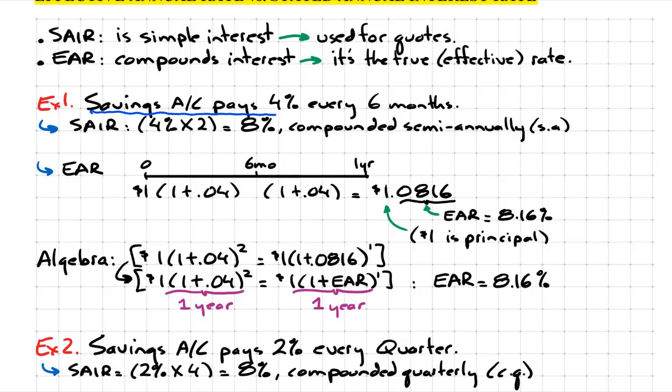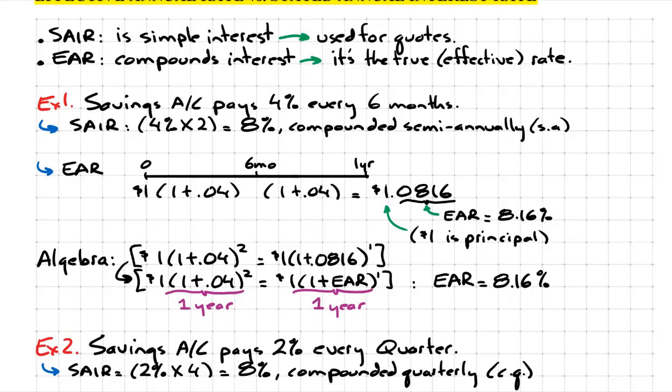There's a savings account that promises to pay 4% every 6 months. So therefore, when the bank has to quote this or make up their advertisement, what they'll do is they'll say, 4% every 6 months, so that would be twice a year. So therefore, the rate that they will quote is 8%. But then they would have to indicate how often that 8% is being compounded during the year. And as we saw here, it's being compounded on a semi-annual basis.